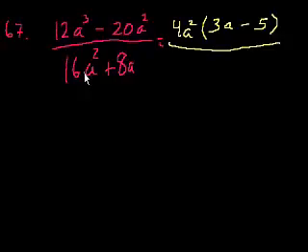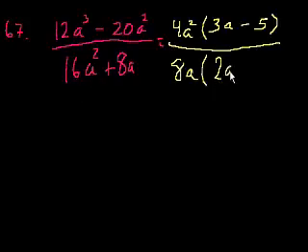Let's see, both of these are divisible by 8a. So let's factor that out. 8a. 16 divided by 8 is 2. A squared divided by a is a. Right? So 16a squared divided by 8a is 2a. And if you go the other way, 8a times 2a squared is 16a squared. So it all works out. Plus 1. Right? 8a times 1 is 8a.